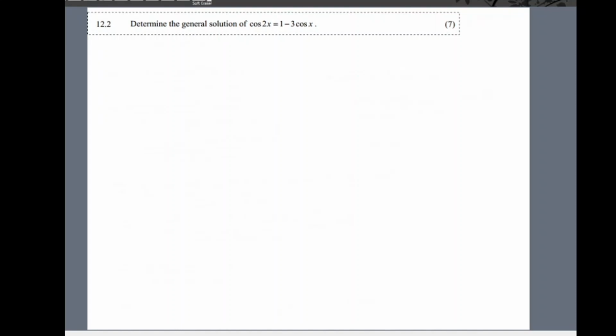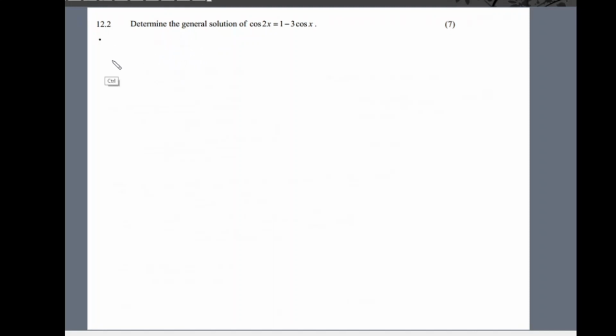So question 2, determine the general solution of cos 2x equals to 1 minus 3 cos x. First things first, we should write this in standard form, right? We want to have this equation equals to 0 somehow, right? So sizoba no cos 2x plus 3 cos x. Okay, let us do this.